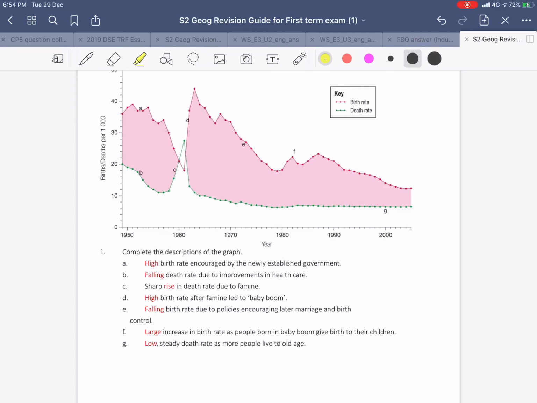But you can see at the very beginning the high birth rate is encouraged by the newly established government, and it can be regarded as a baby boom. Okay, and then the falling death rate because of the improvement of healthcare, because we are having a better medical services, better hospital, so on and so forth. Okay, and then the birth rate and the death rate are falling also. Okay, so both of them are decreasing.